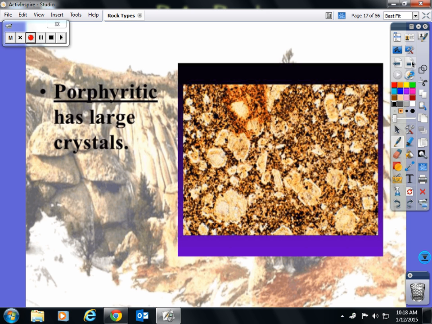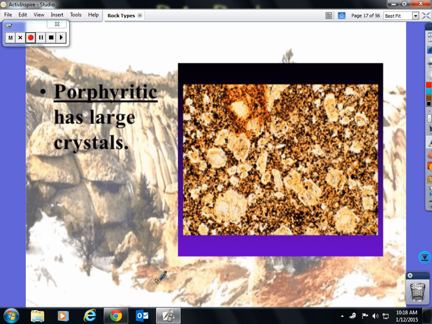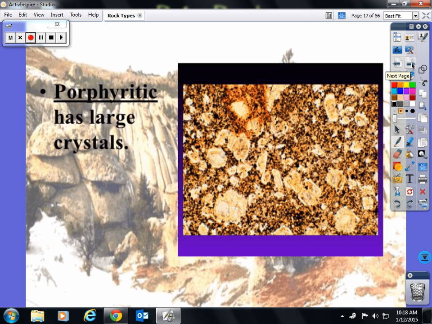Porphyritic. It's hard to think of examples for this. You might see one in class. Porphyritic means, the word porphyry, ending in the Y, actually means large crystals. And really, a better description of porphyritic is that it has large crystals with little tiny crystals beside it. So in other words, the crystals are all different sizes. They're not just one size. That's what makes it porphyritic.